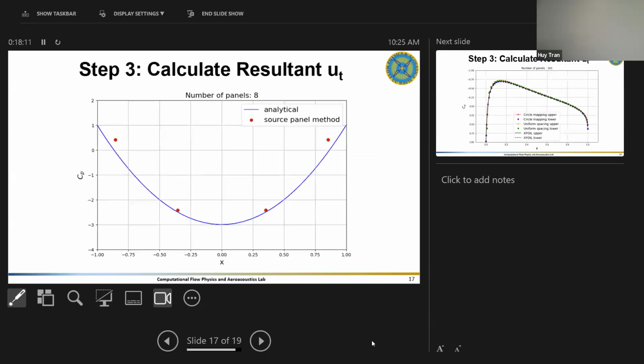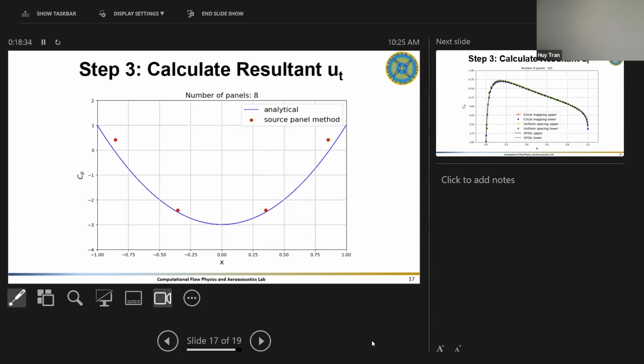You'll see that your solution looks like the analytical solution. The source panel method does a very, very good job at solving for it. Once again, this is potential flow, so there's no viscosity or parasitic drag occurring, but it captures something very similar to the analytical solution.